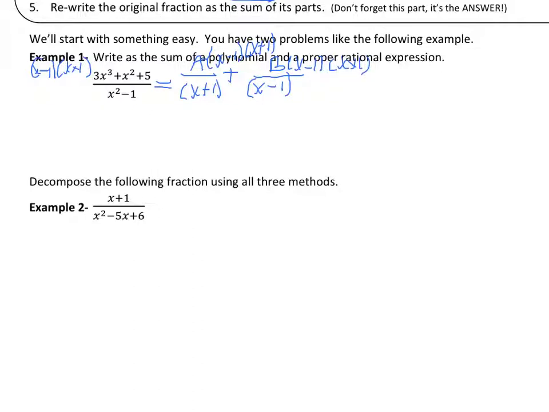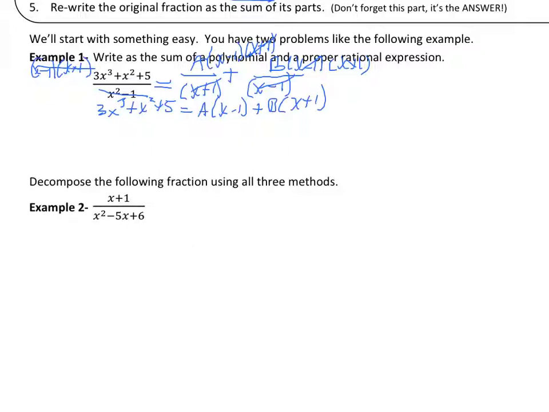Now over here on the left, everything cancels, and I'm left with 3x cubed plus x squared plus 5. Over here on the right side, in the first term the x plus 1's cancel, so I get A times x minus 1. And in the second term my x minus 1's cancel, so I get B times x plus 1.